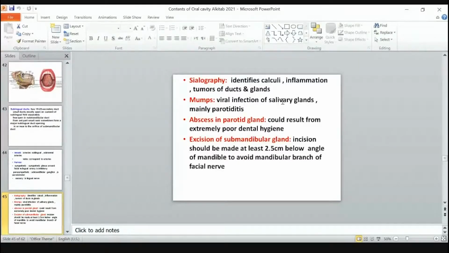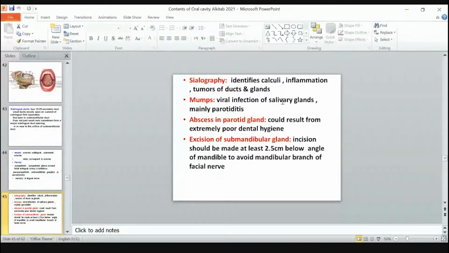Abscess in the parotid glands. Sometimes this might result from extremely poor dental hygiene. With poor dental hygiene, a lot of infections in the oral cavity might pass through the ducts of the parotid gland and then to inside of the parotid and lead to infection of the parotid, lead to accumulation of pus, an abscess inside the parotid gland.